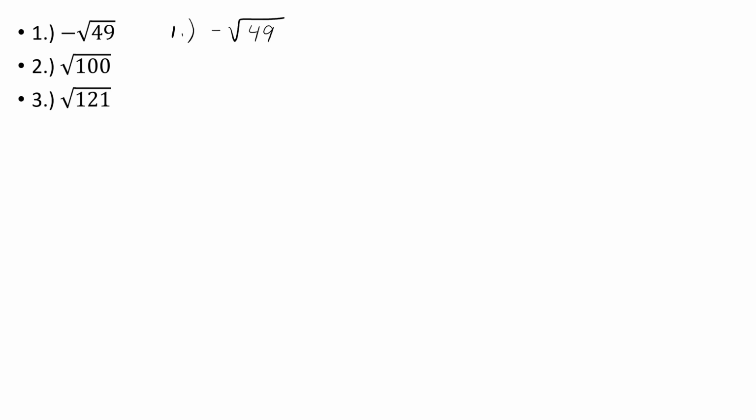But all right, first one, negative square root of 49. And so remember what you're looking for here. You're looking for what number squared gives us 49, and that would be 7 squared. So the square root of 7 squared is 7, and therefore negative square root 49 is negative 7.